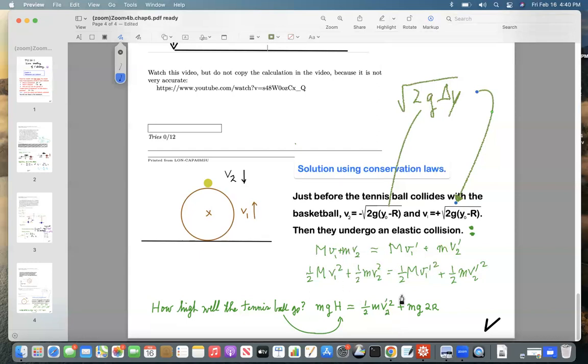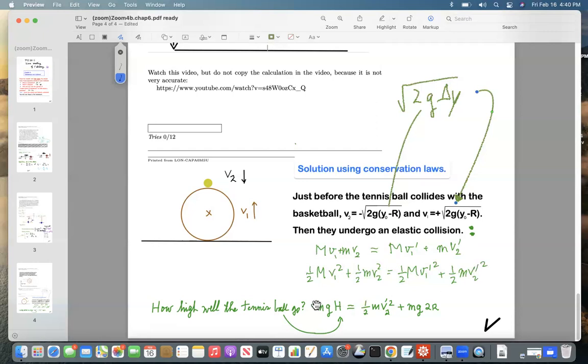I calculated v2 prime by solving these equations. I can plug that in here. The only unknown here is H, so now I can calculate H. Just divide both sides of the equation by mg. So you see how it goes. We draw a picture with labels on it. We write equations. We analyze the equations, and we could analyze these equations to calculate v2 prime.